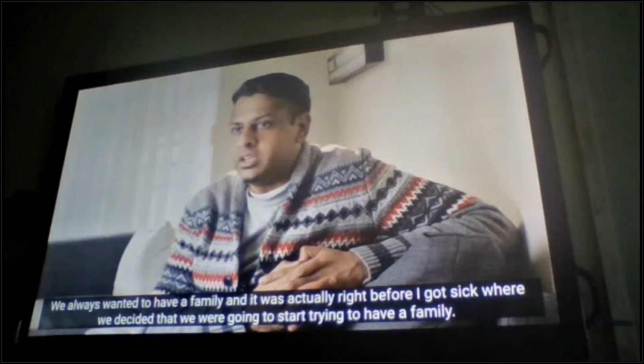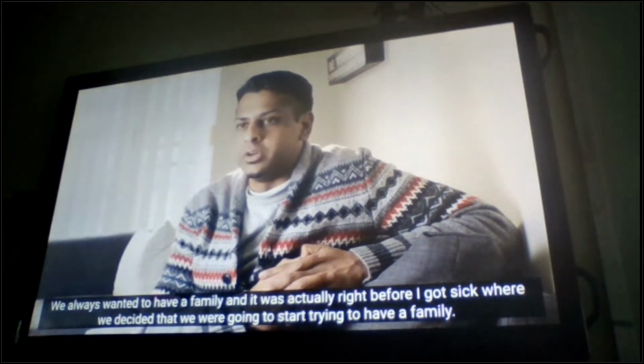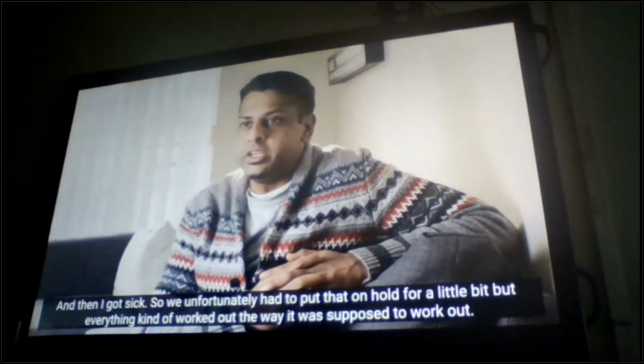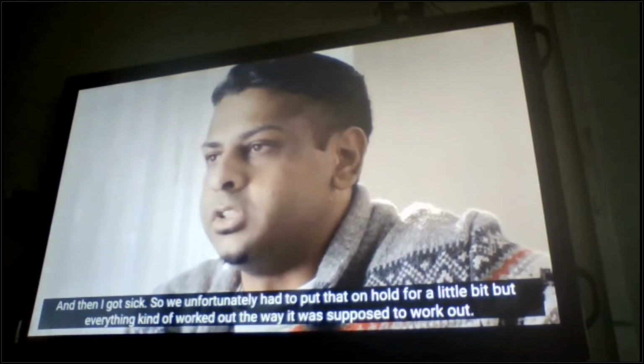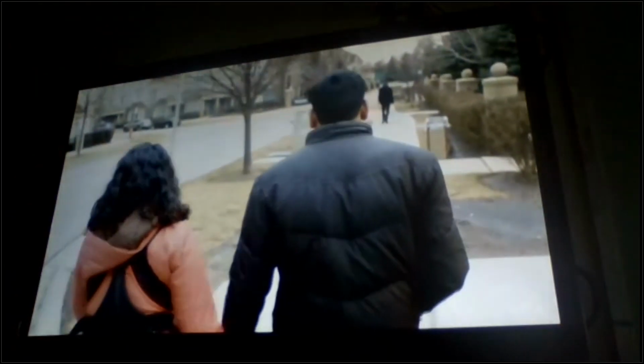We always wanted to have a family, and it was actually right before I got sick where we decided that we were going to start trying to have a family. And then I got sick, and then we unfortunately had to put that on hold for a little bit, but everything kind of worked out the way it was supposed to work out.